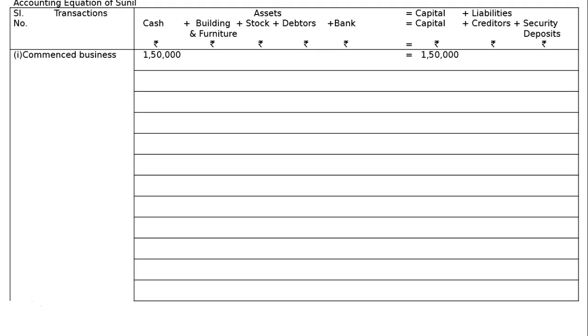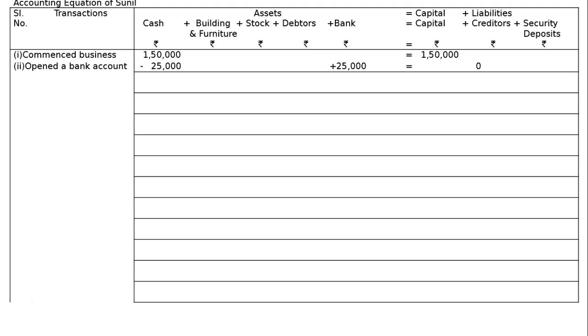Then first transaction, commenced business. Here cash will be increased by rupees 1,50,000 and capital will be increased by 1,50,000. Then second transaction, opened a bank account by depositing rupees 25,000 out of cash. Deduct rupees 25,000 from cash and add to the bank 25,000, plus minus is 0. Cash and bank will be nullified. LHS is equal to RHS. Then a new equation will be there.